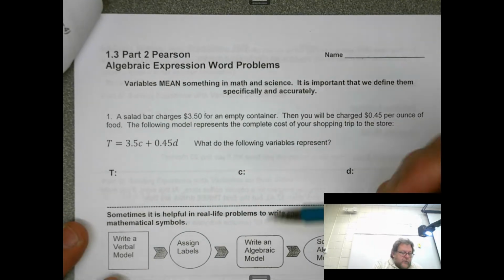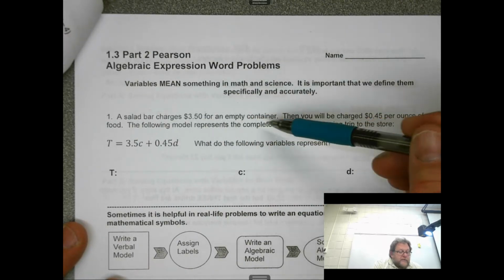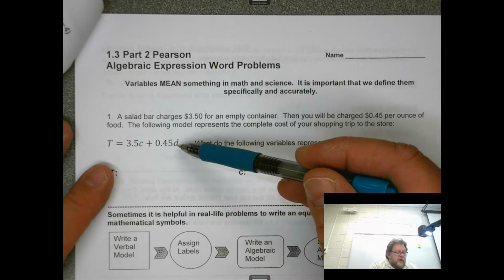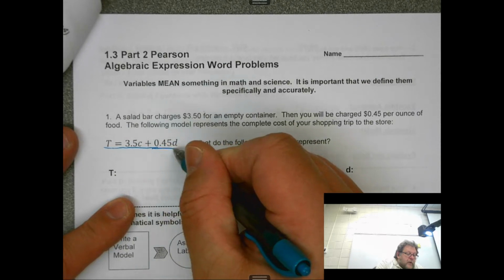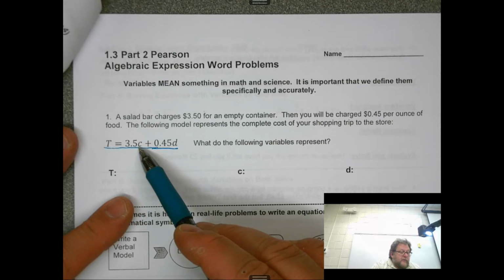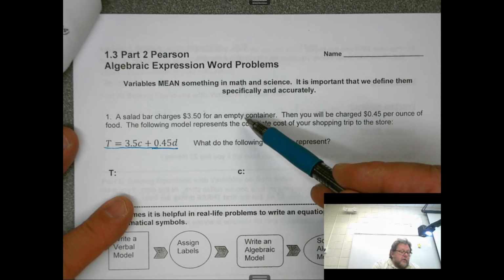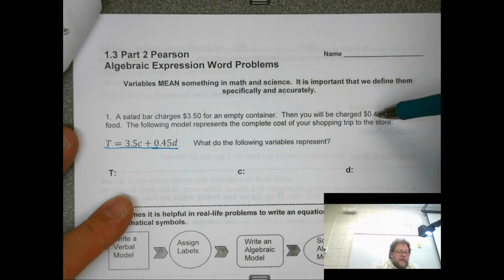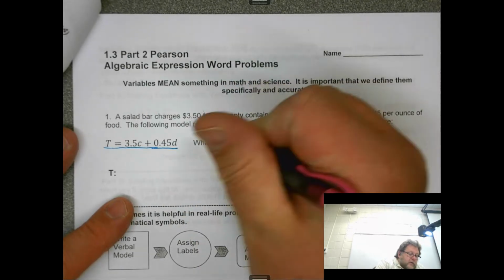Okay, so let's go back to this. It says the following model represents the complete cost. Now, they're fortunate enough to give us the model this time. Here's our model: T equals 3.5, or $3.50 for our empty container, plus 45 cents per ounce of food. Now, T's probably the easier one here.